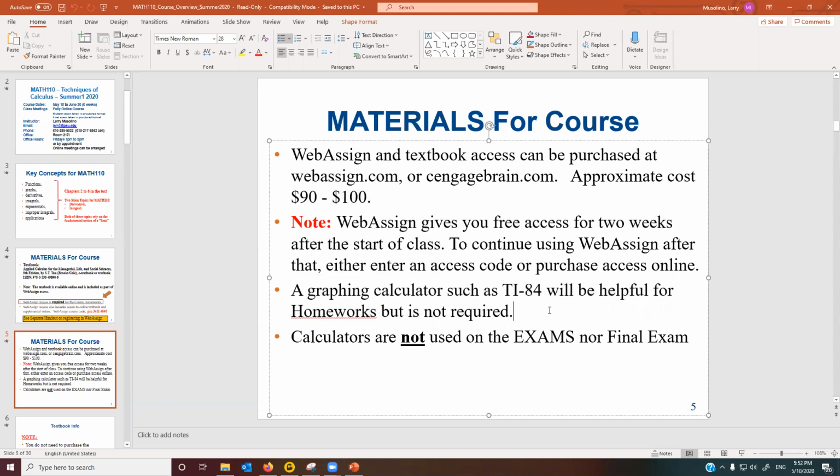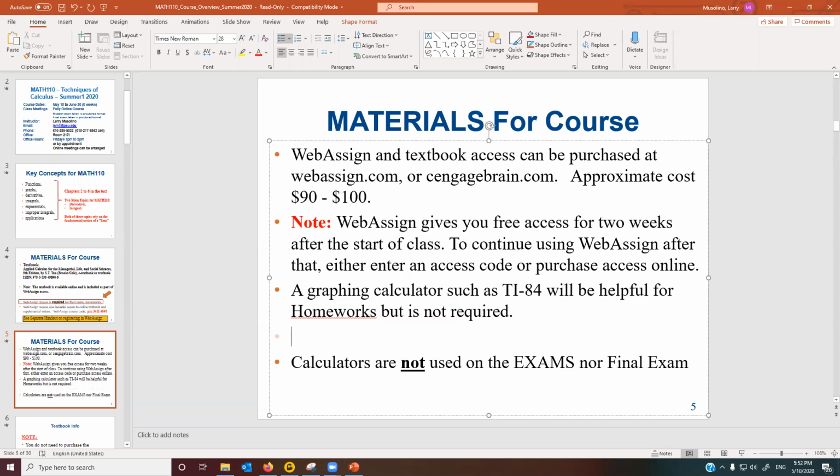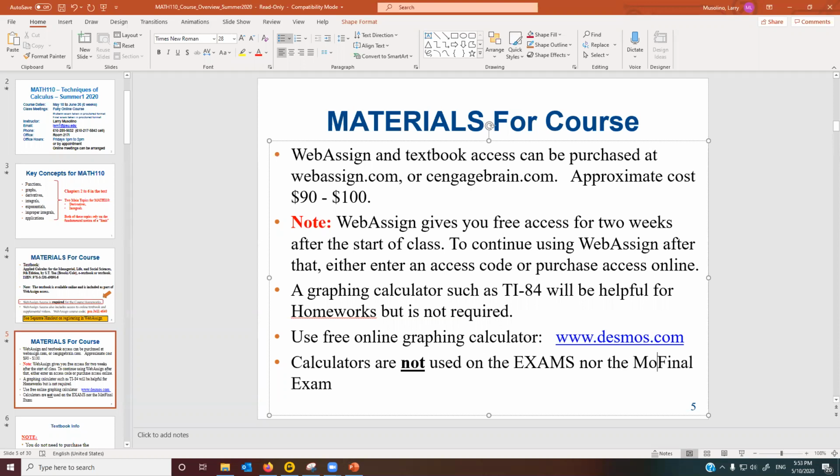Folks, you don't need a graphing calculator for this course. A graphing calculator would be helpful, but not required. You can use a free online graphing calculator if you would like. One calculator I use in many of the videos is called desmos.com. That's a free online graphing calculator, so feel free to use that. Also, calculators are not used on any of the exams, nor the midterm or final exam. So you don't need to go out and purchase a graphing calculator.